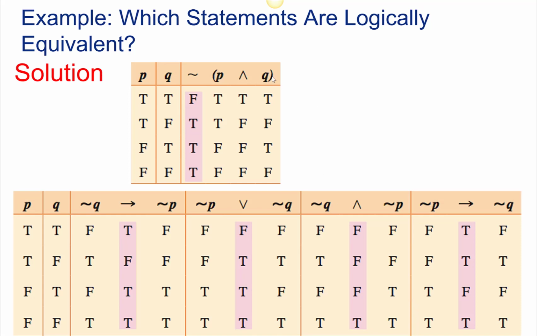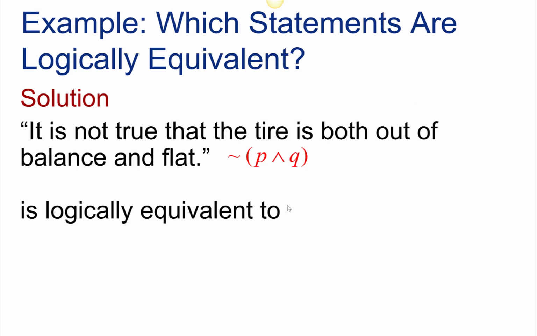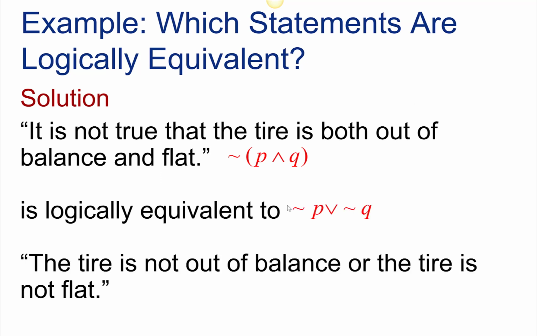So we took the first statement, it is not true that, and then in parentheses, P and Q. And here's our answer column here, false, true, true, true. We took each of the 4 statements symbolically and created the truth tables, and we notice that the only one that's logically equivalent is the second one. So the negation of P and Q is logically equivalent to the negation of P or the negation of Q. So we can write this equivalently to say the tire is not out of balance or the tire is not flat, and that's logically equivalent to the original statement.